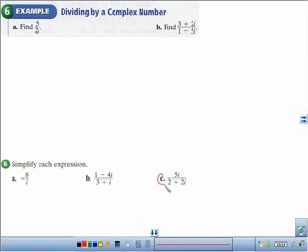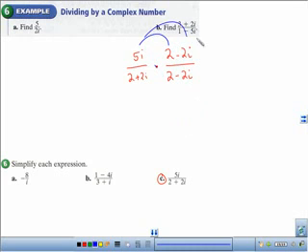So let's take a look at this problem right here. I'll do C. So we have 5i divided by 2 plus 2i. Well, since this is a complex number, I'm going to need to multiply by the conjugate, which will be 2 minus 2i. So multiply by 2 minus 2i on top. Then I will distribute. Since I'm multiplying, I'm just multiply here and here. So that's going to give me 10i minus 10i squared.